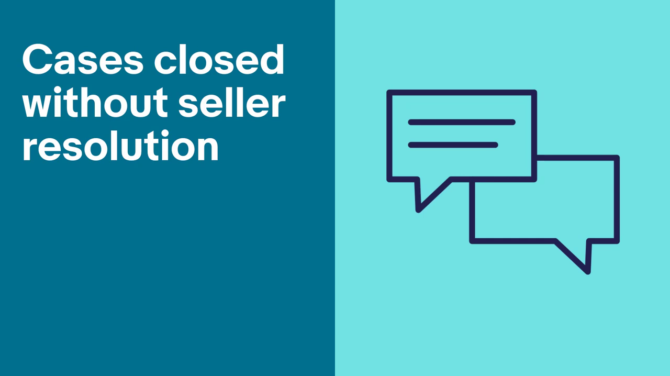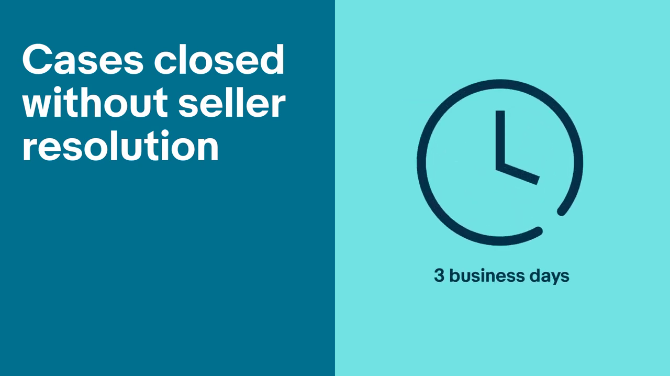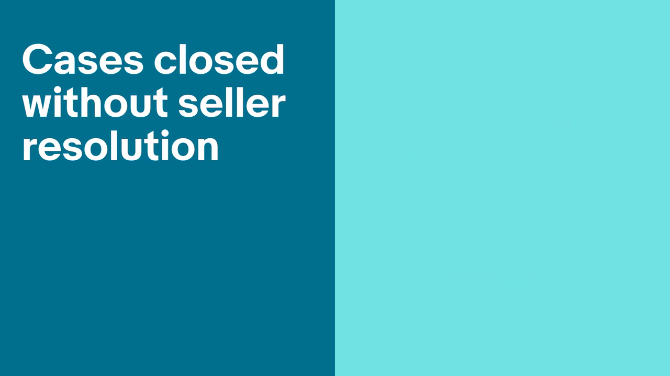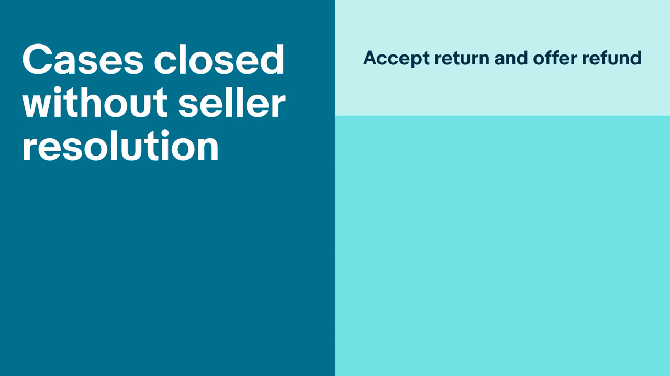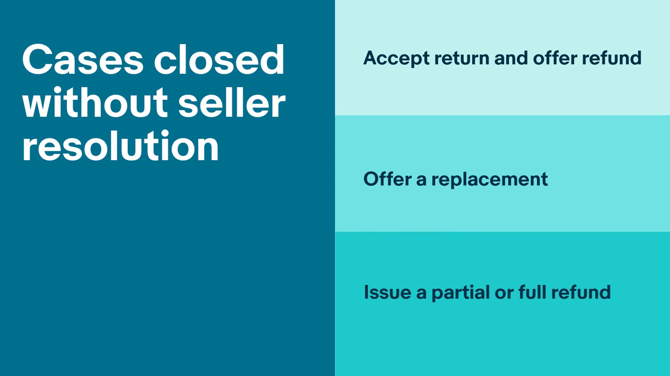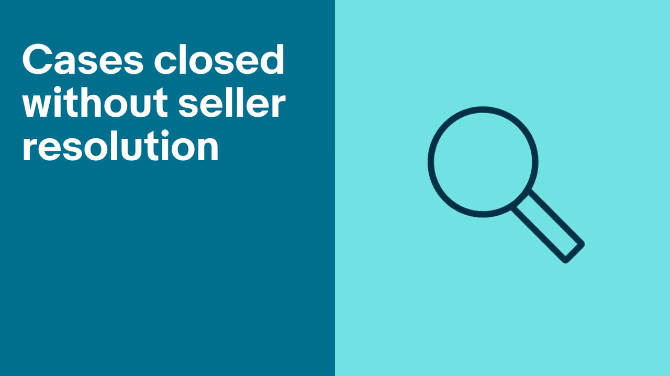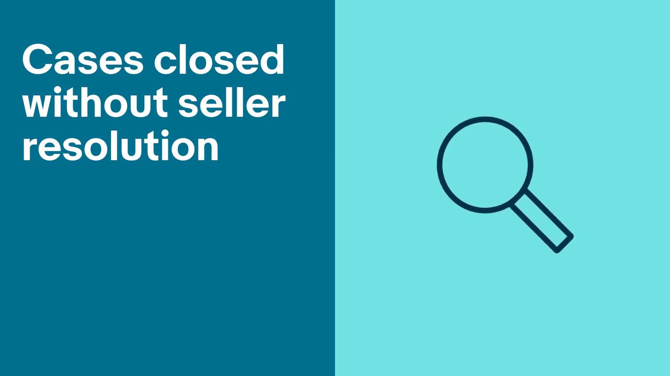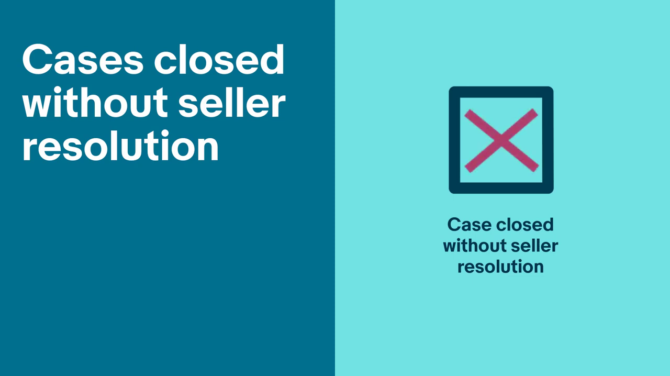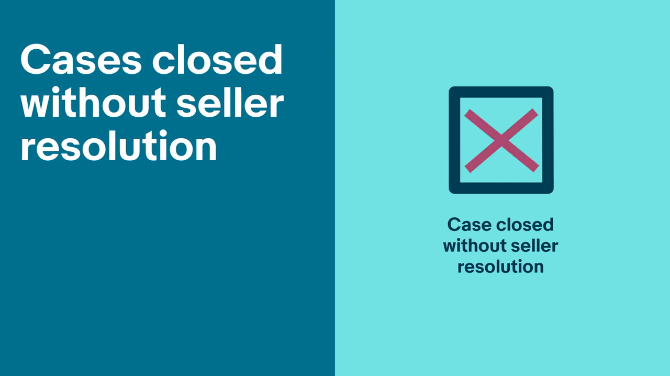The other component of your transaction defect rate relates to buyer issues. When a buyer brings an issue to a seller's attention, the seller must resolve it within 3 business days by offering a solution that satisfies the buyer. Those options can include accepting the return and refunding within 2 business days of arrival, offering a replacement, or issuing a partial or full refund. If the issue is not resolved, your buyer can open a case to ask eBay to step in to determine the appropriate solution. The case will only be marked as a case closed without seller resolution if eBay determines that the solution could have been offered by the seller.